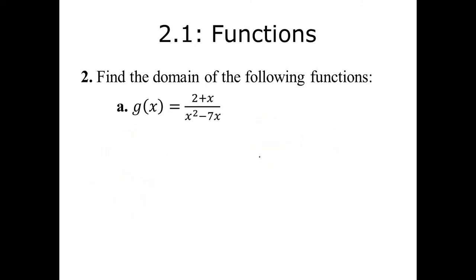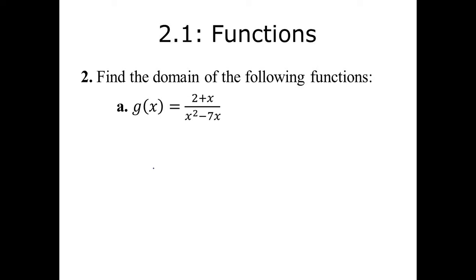Second example here, the function g of x equals 2 plus x divided by x squared minus 7x. Remember, start with the domain as a set of real numbers and figure out, well, can we create a division by 0 or can we create imaginary numbers? This function has a denominator, and we cannot create a division by 0, so we have to figure out what values of x would create a division by 0.